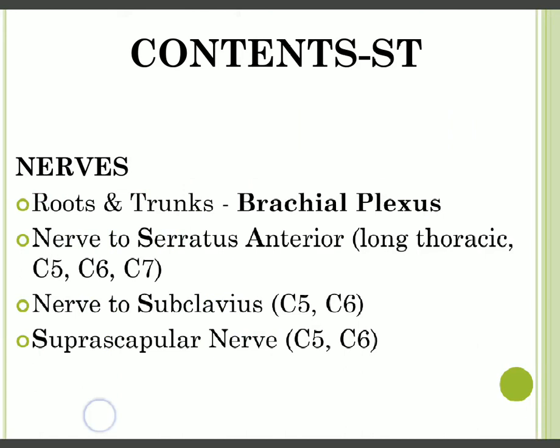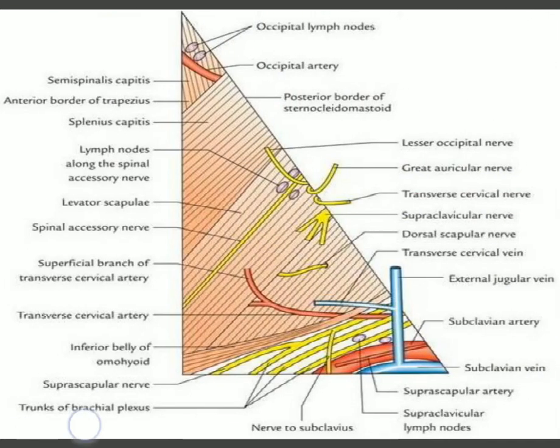So the nerves are, it contains roots and trunks of the brachial plexus, and also nerve to serratus anterior, nerve to subclavius, and the suprascapular nerve. Because all these muscles, the serratus anterior and the subclavius, are close to this region, you have the nerves supplying these muscles lying inside the subclavian triangle. So this smaller, lower one is the subclavian triangle.